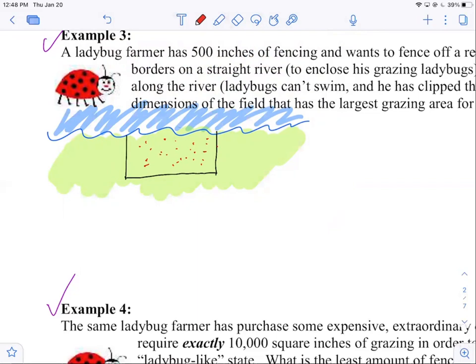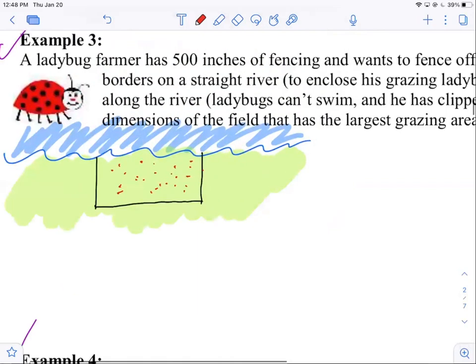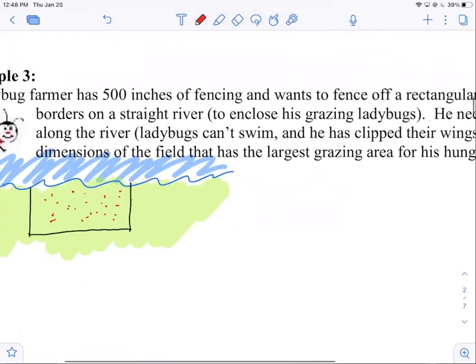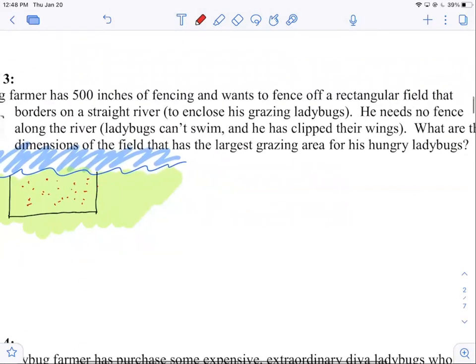So first of all, how do you know it's an optimization question? What's the key word? Yeah, it doesn't say biggest, but it has a word that means biggest, right? Largest, right? There's the superlative case, EST. He wants the largest what? Area. So we're trying to maximize area.